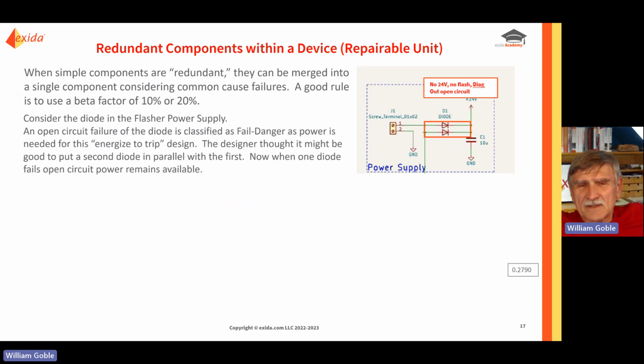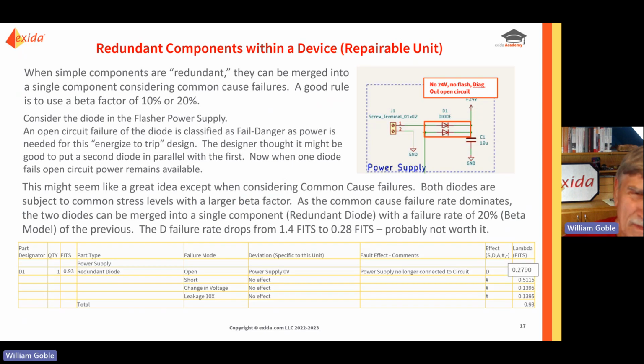Well, now if either diode fails short, we lose our reverse polarity protection, which is why the diode's there in the first place. But maybe that's a reasonable trade-off. Let's take a look at what happens to the dangerous failure rate. Maybe you don't have to take the dangerous failure rate to 0.